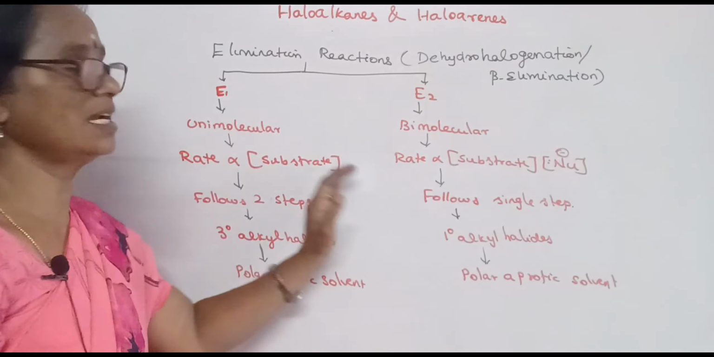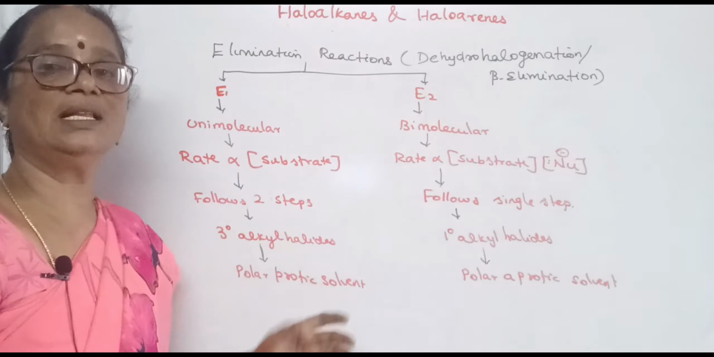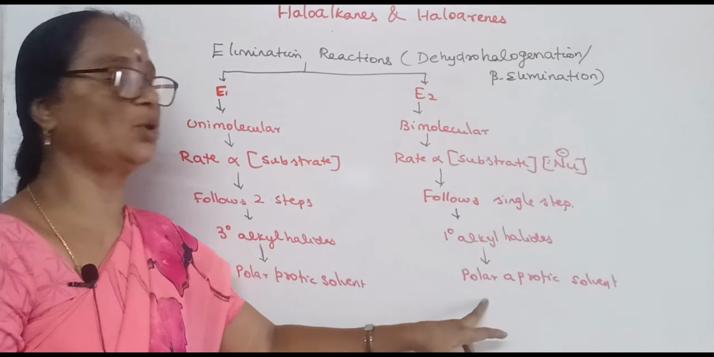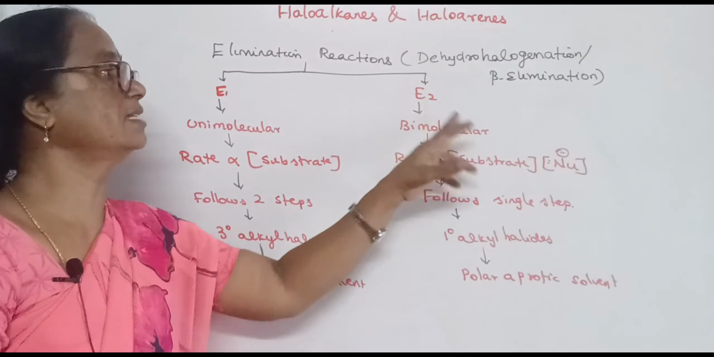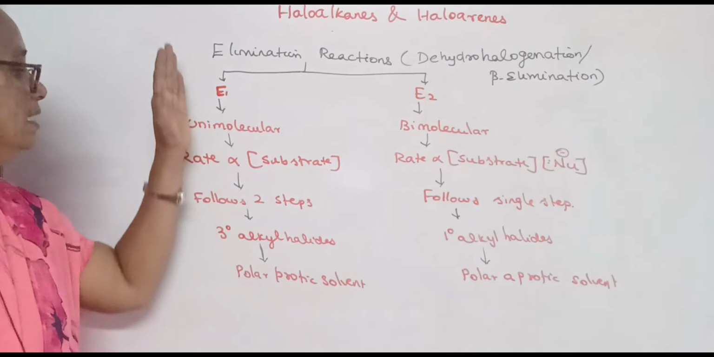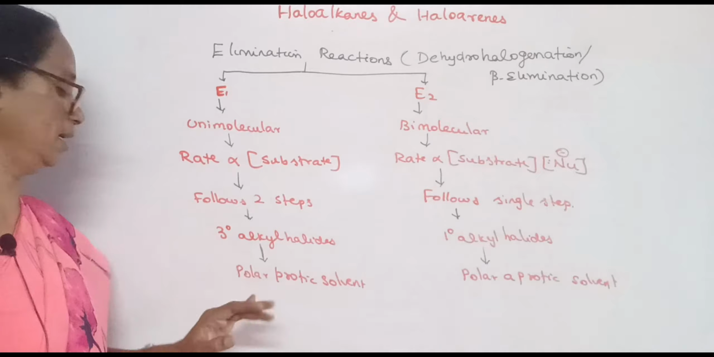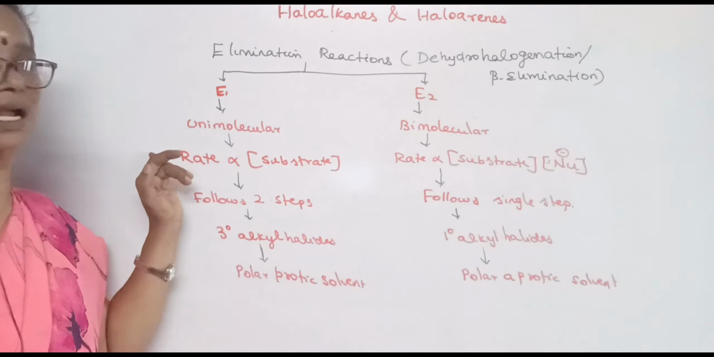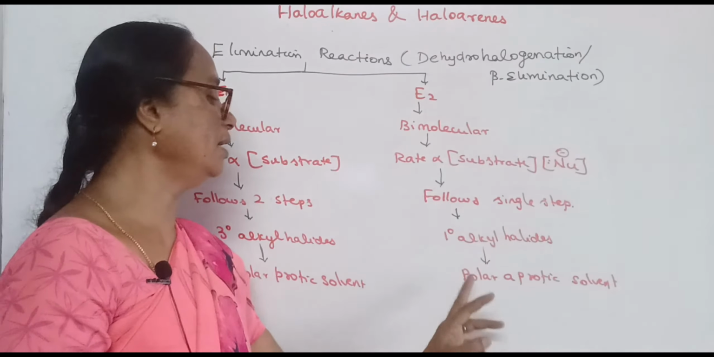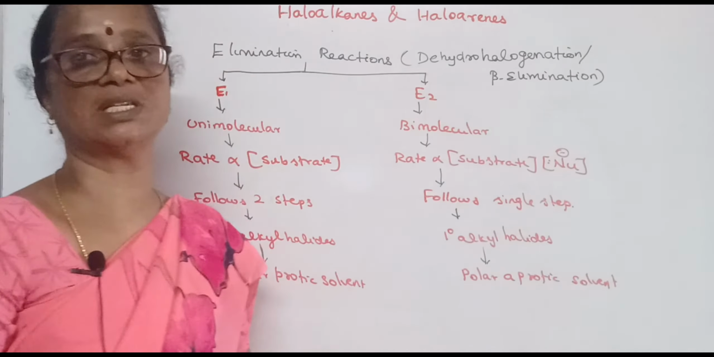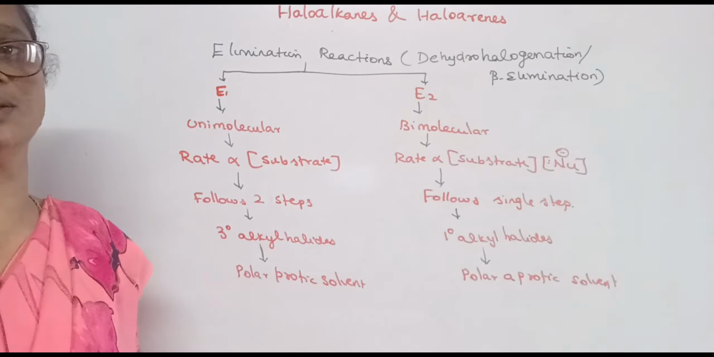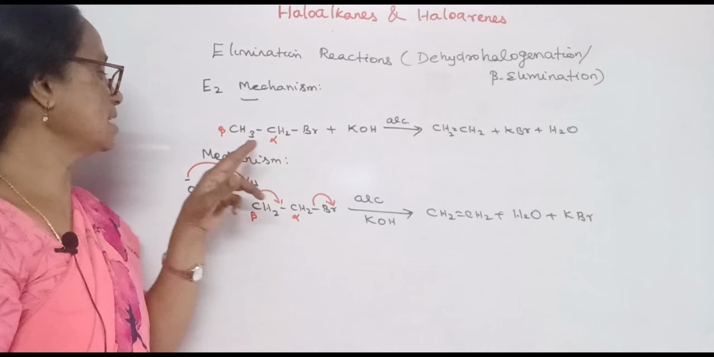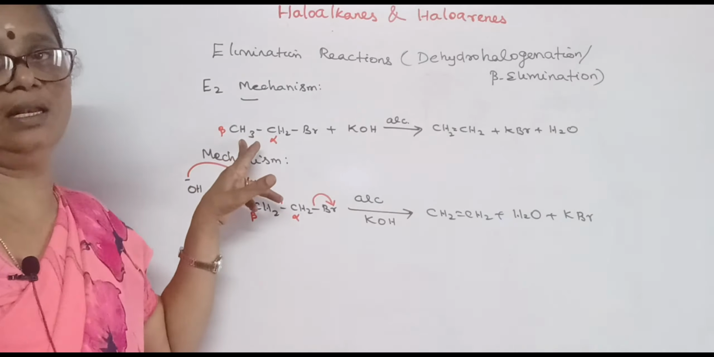The elimination reactions are also decided by the nature of the solvent. In the case of tertiary alkyl halides, a polar protic solvent facilitates the elimination reaction. But in primary alkyl halides, a polar aprotic solvent facilitates the E2 reaction. Let us look at the E2 reaction. The E2 reaction is carried out by primary alkyl halides.